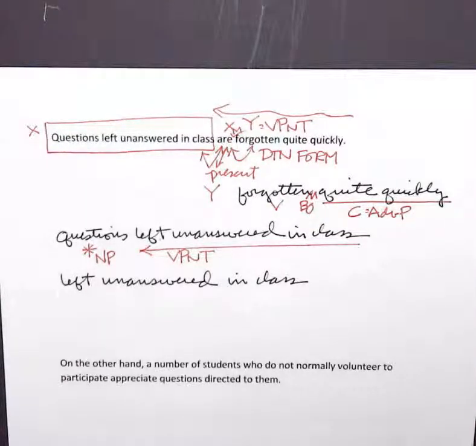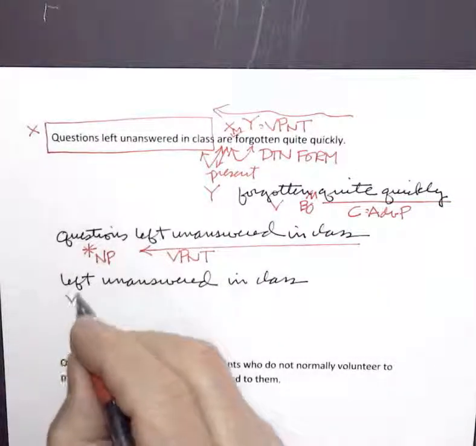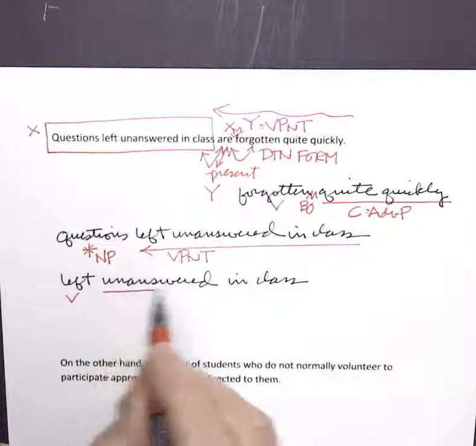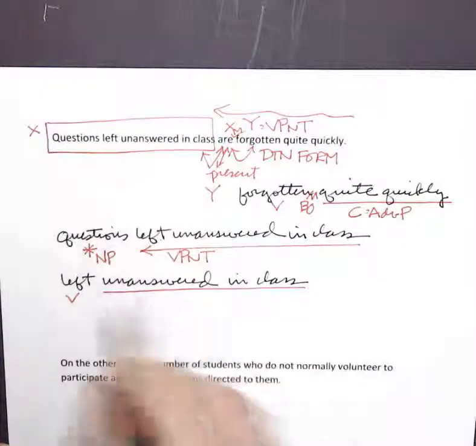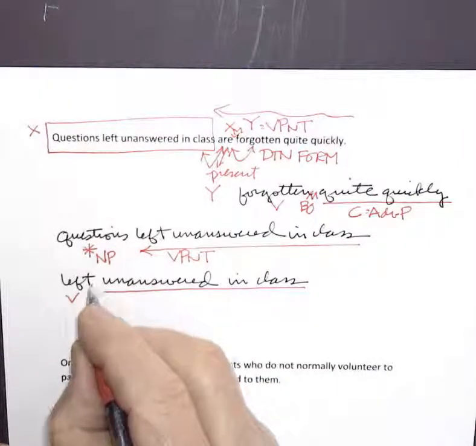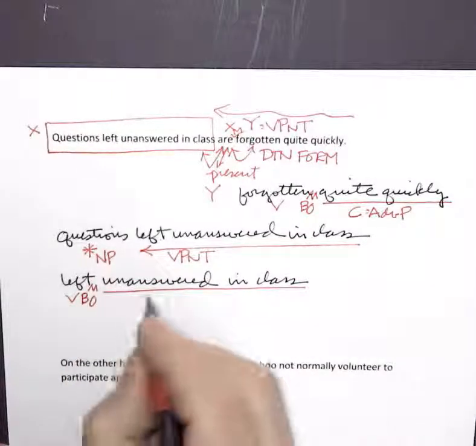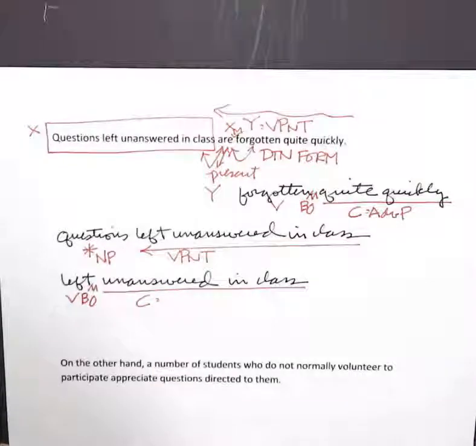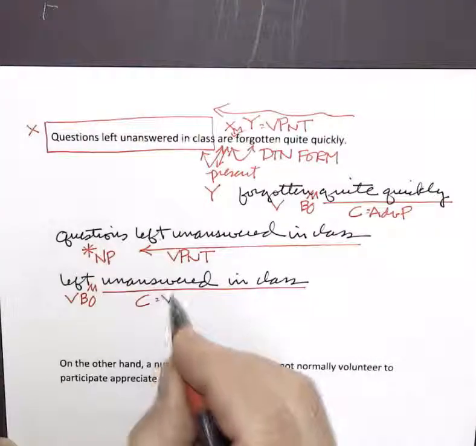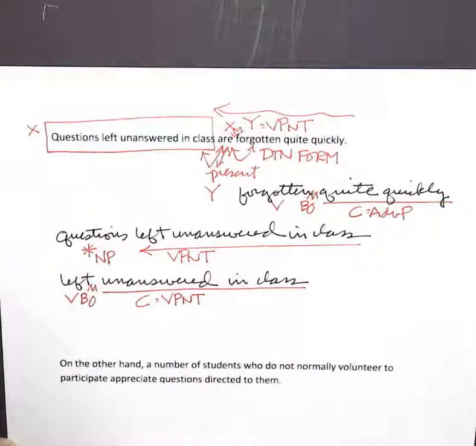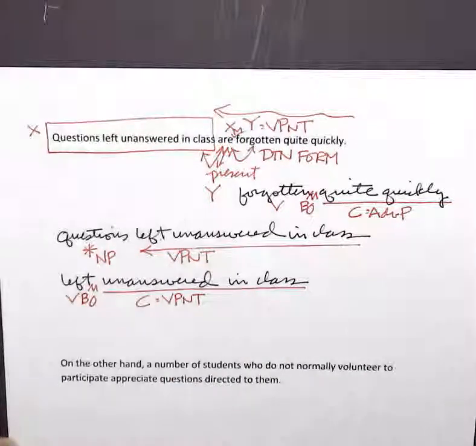And let's see here. Okay, where's our verb? Okay, verb left unanswered in class. This is a very interesting sentence here. Left. There is no particle. There is no object. The complement is unanswered in class. That actually is a verb phrase, no time. That's another DTN form.